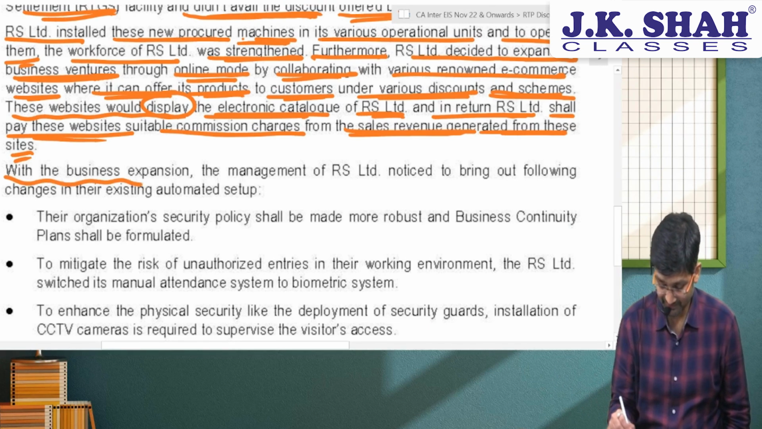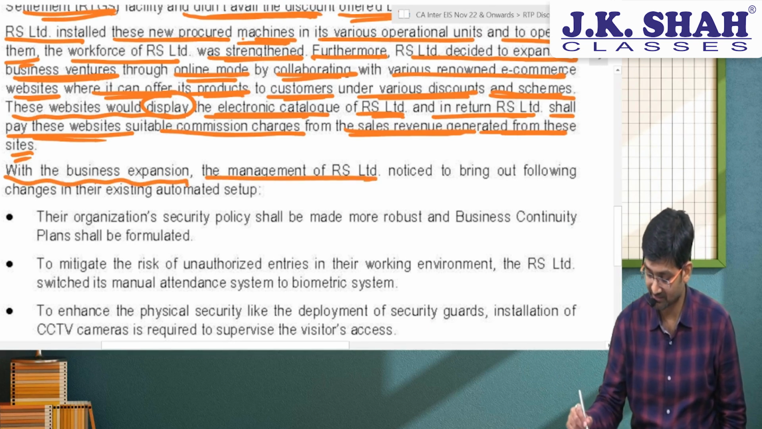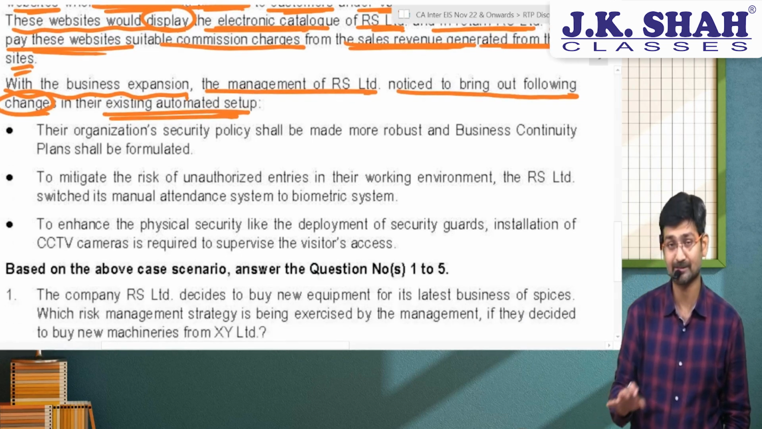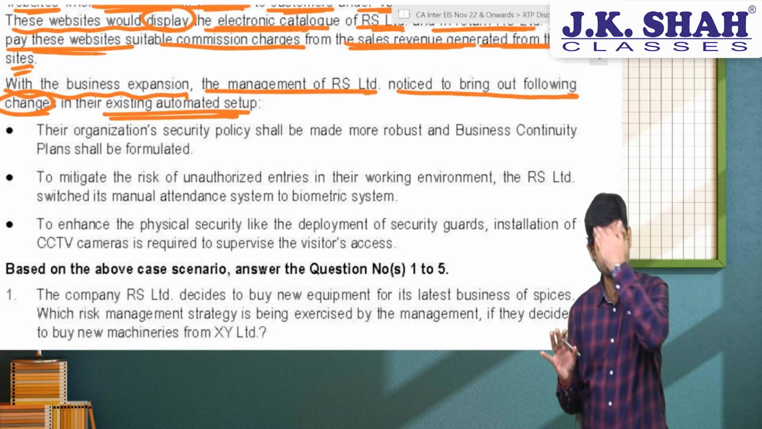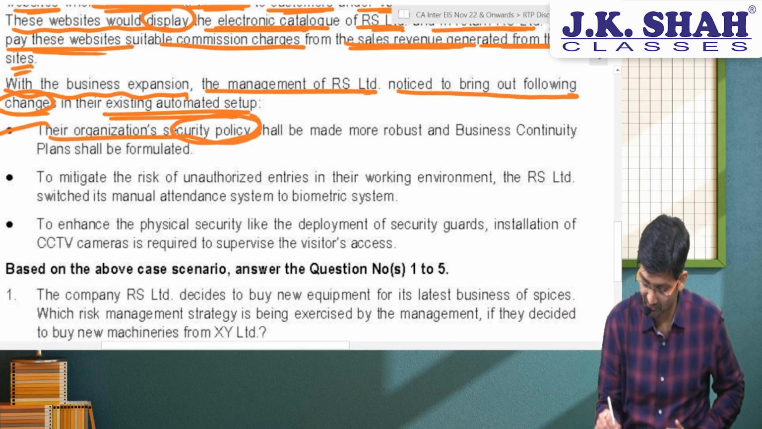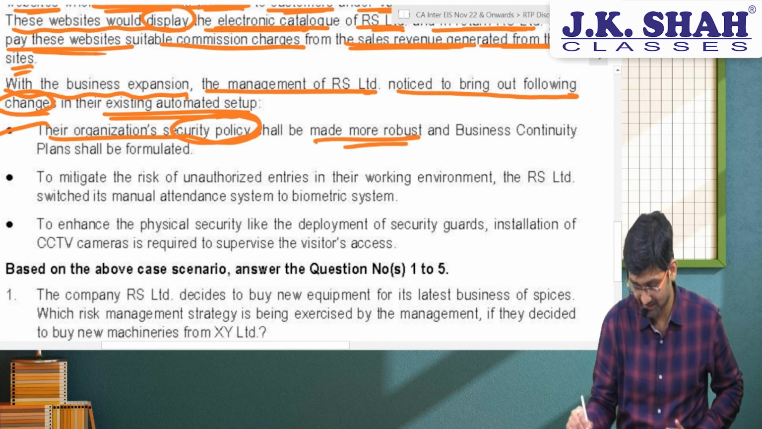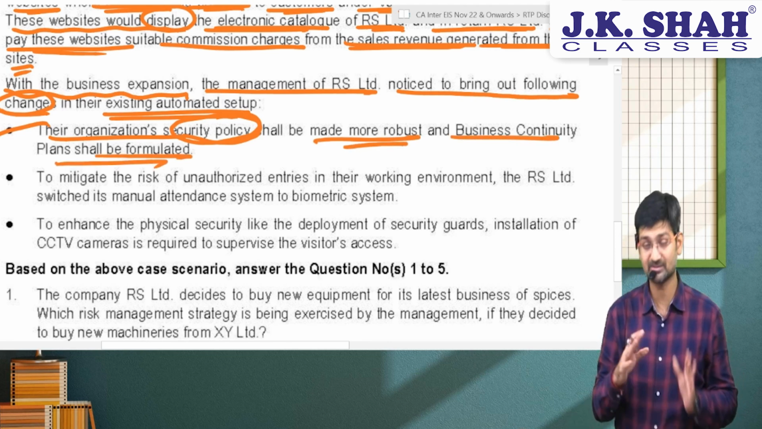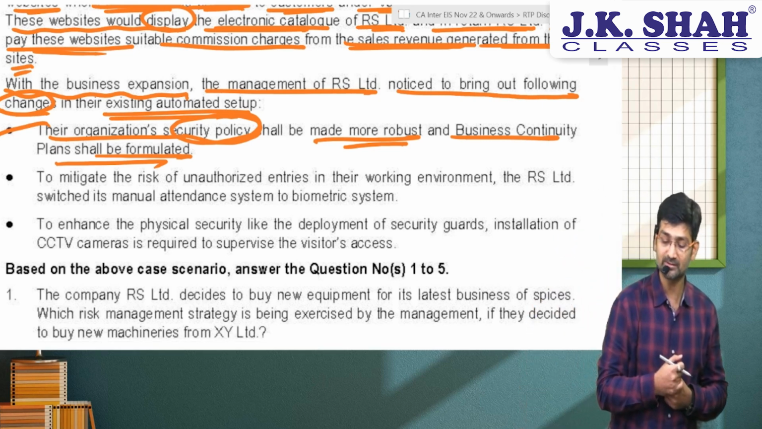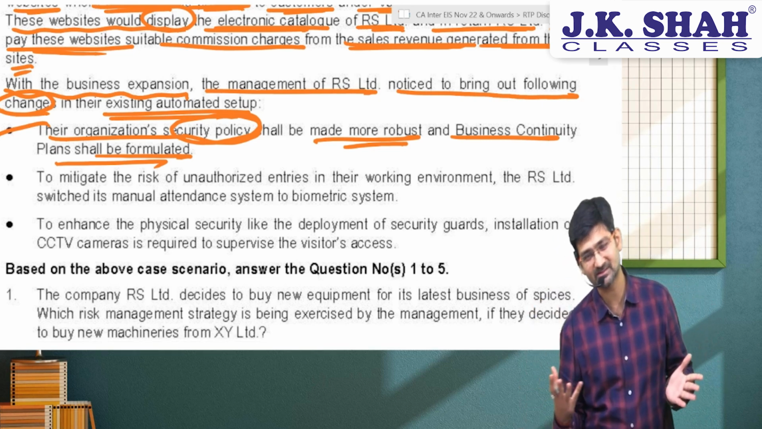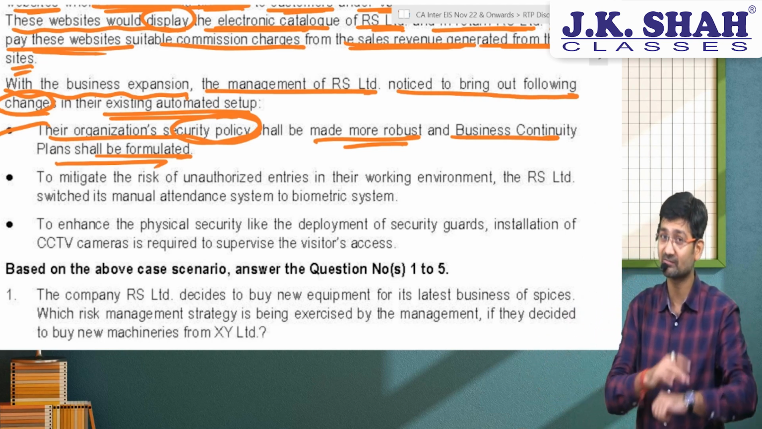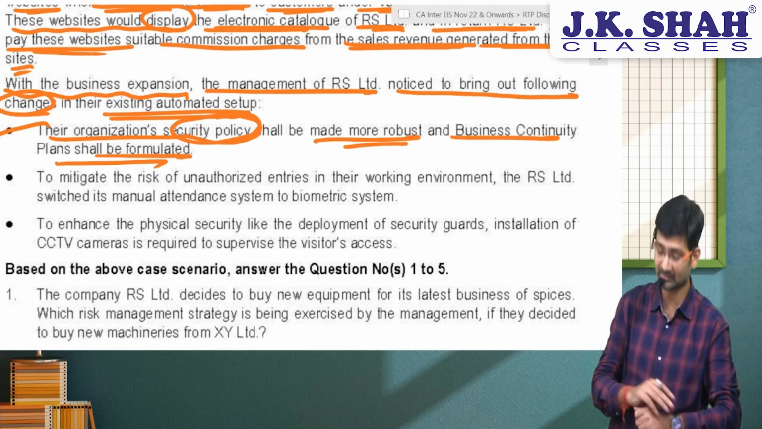With the business expansion, the management of RS Limited decided to bring about the following changes in their existing automated setup. Based upon that, they planned to make certain changes. So what are the changes? Their organization's security policy shall be made more robust, and a BCP shall be formulated. Business continuity plans, BCPs, if you can recall the discussions. The security policies had to be upgraded and made more comprehensive, and a BCP was formulated. So they did not have a BCP earlier; that is something impliedly understood here.